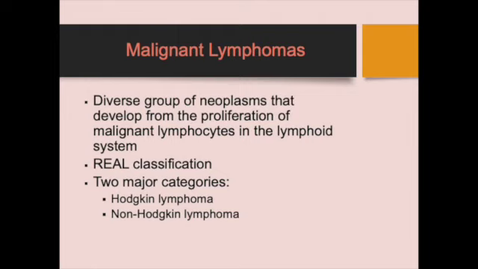We're moving on to malignant lymphomas, which are a diverse group of neoplasms that develop from the proliferation of malignant lymphocytes within the lymphoid system. The World Health Organization published the Revised European American Lymphoma Classification, or the REAL classification. And this is based on the cell type from which the lymphoma probably originated. So the groups are basically Hodgkin's lymphoma and the non-Hodgkin's lymphomas.